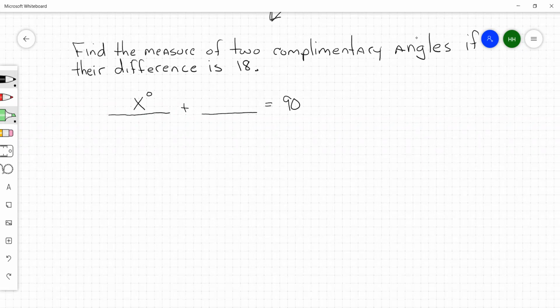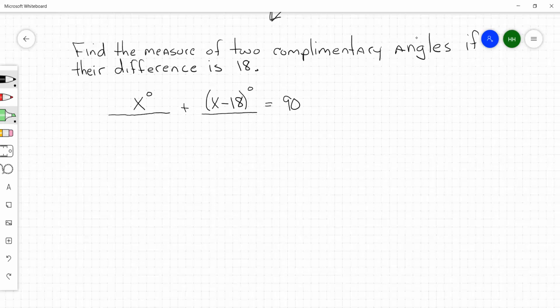and their difference is 18, difference means to subtract, right? So if the second angle is x minus 18 degrees, can't we combine like terms now, solve for x, and substitute? That's your setup. In this case, find the measure of two complementary angles if their difference is 18. So it's x plus x minus 18.